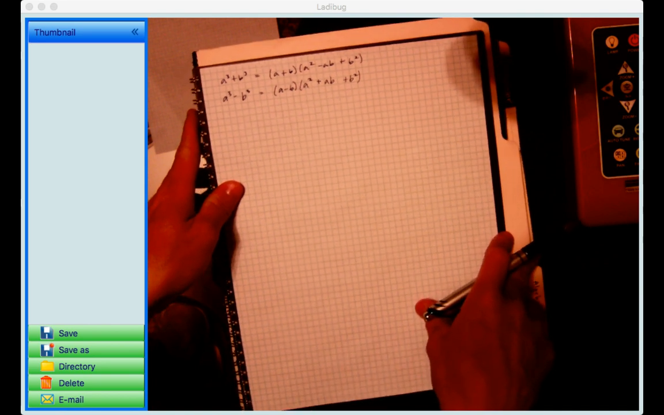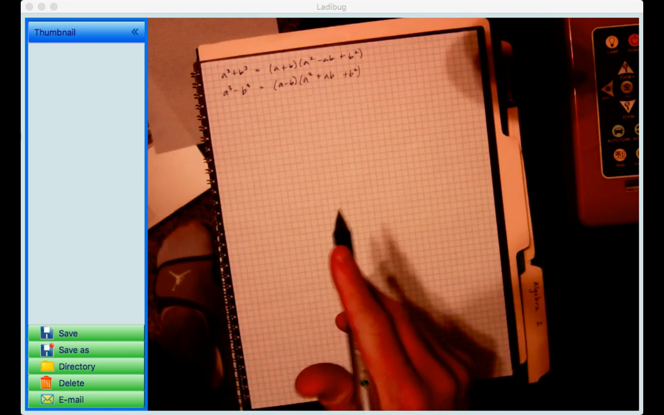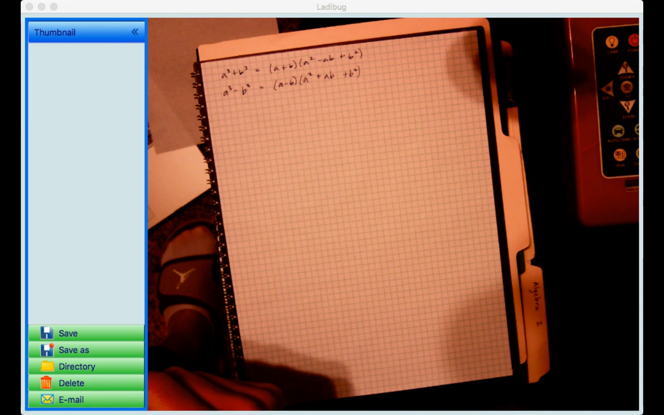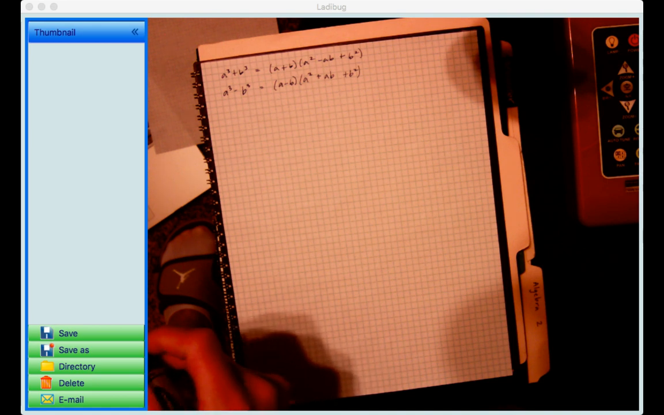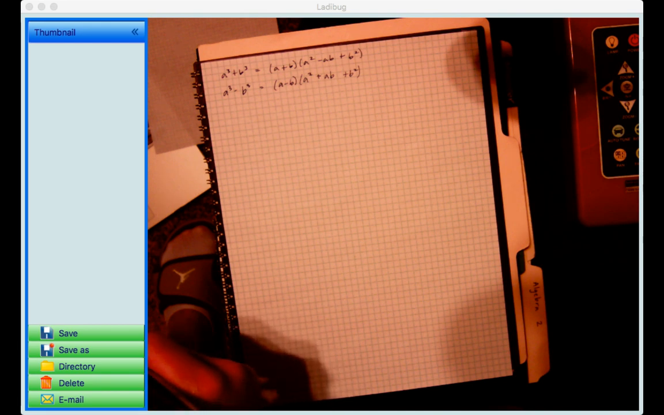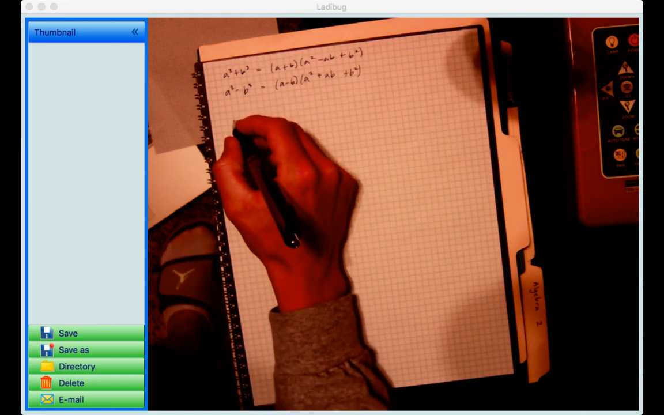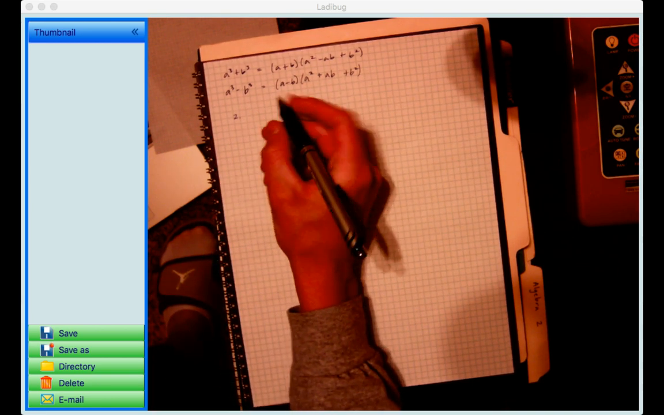Okay, hopefully you can see this. I'll just do a little bit of everything. Those first ones, like 1, 2, 3, 4, are all about the same. I'll just do number 2 on the homework.